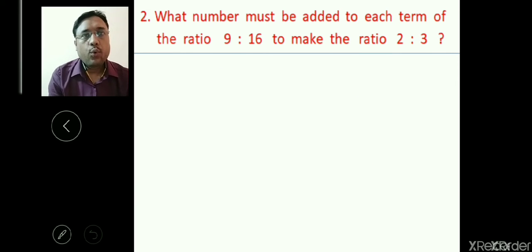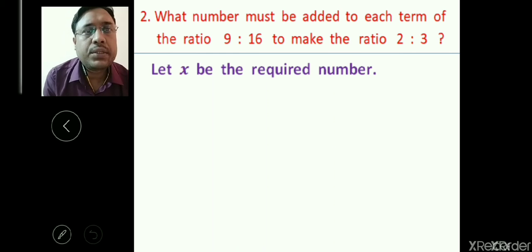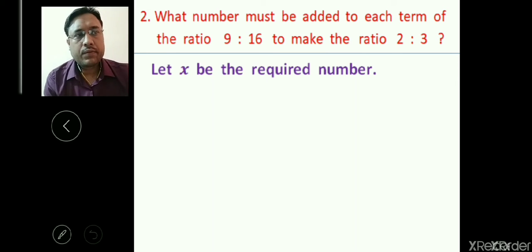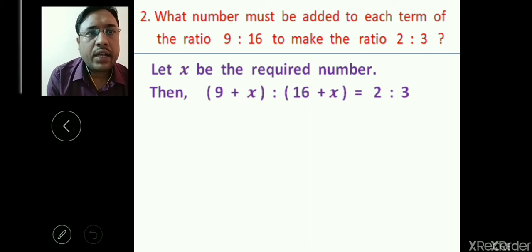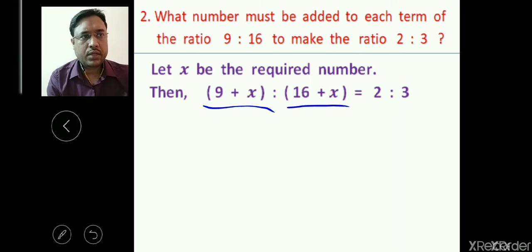question, you can see: what number must be added to each term of the ratio 9 is to 16 to make the ratio 2 is to 3? That means what number you will add to each term, the first term and the second term, to make the ratio 2 is to 3. Then we say let x be the required number that must be added to both the terms of the given ratio 9 is to 16 so that it will convert into 2 is to 3. Then we can write 9 plus x is to 16 plus x equals 2 is to 3, according to the question.